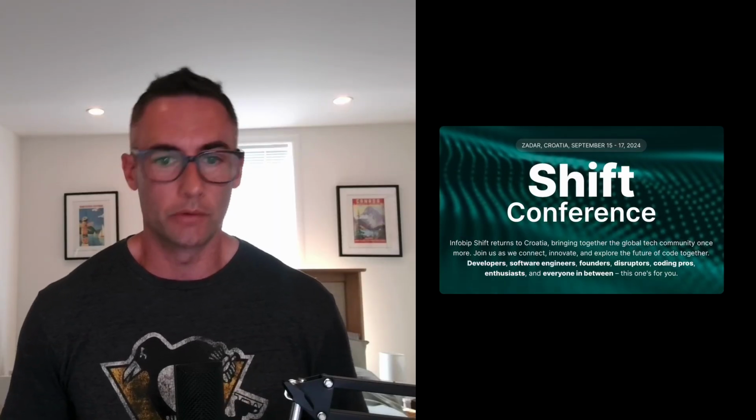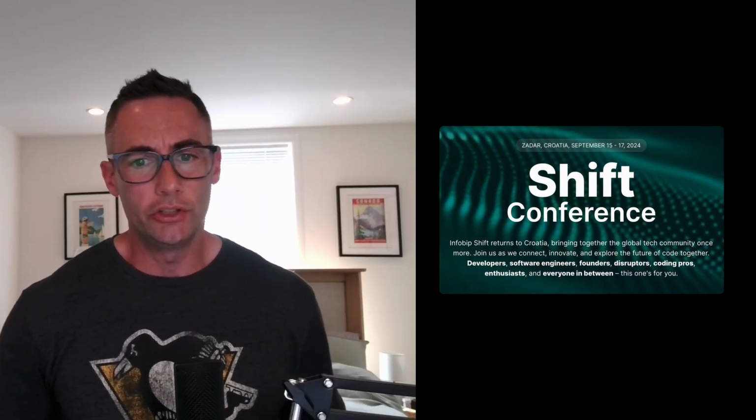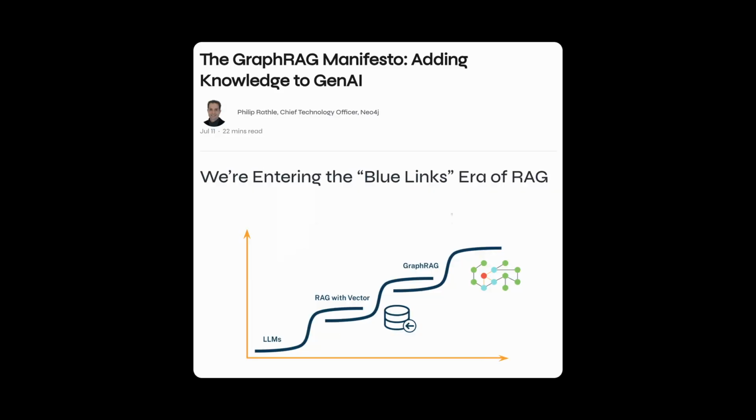Hey everyone, Sean here, and today I have Stephen Chin, VP of Developer Relations at Neo4j, on the show. Stephen's an author, speaker, and Java expert. We'll actually be crossing paths in person at the upcoming Infobip Shift conference in September. He and I got together to talk about GraphRAG. His CTO recently wrote an article titled The GraphRAG Manifesto, and Stephen joined me to explain how a knowledge graph can be used to improve the performance over traditional RAG architectures.